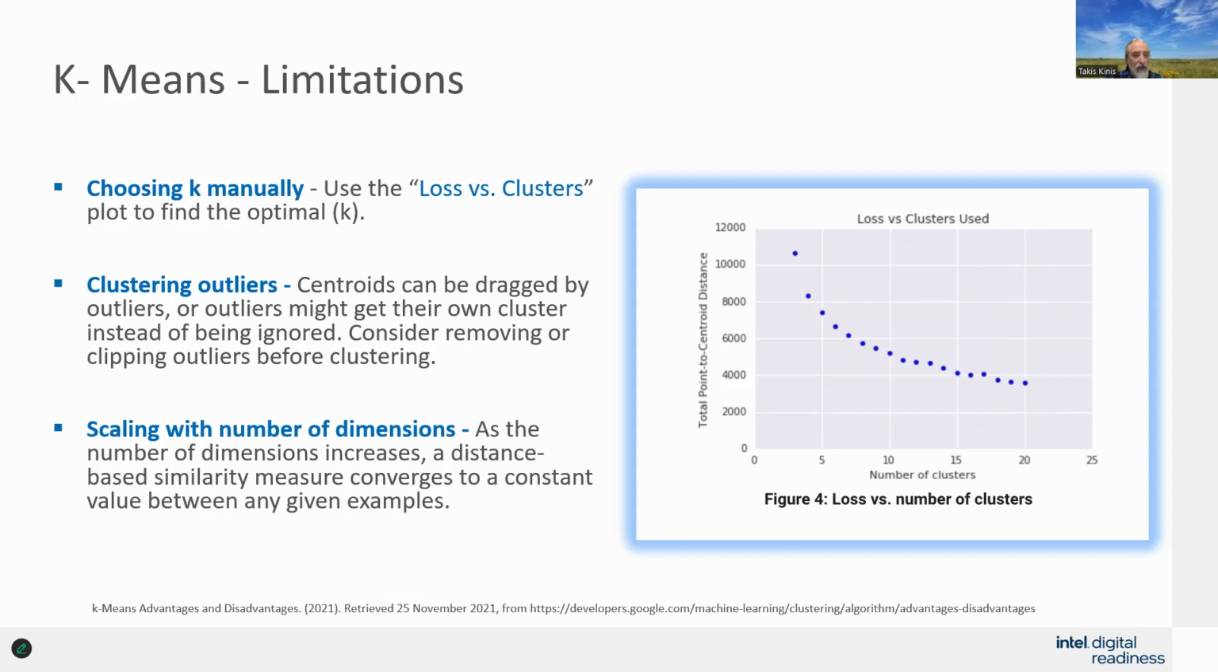And it says as the number of dimensions increases, or number of data points per row, a distance-based similarity measure converges to a constant value between any given example. So in other words, you can't really focus on too many feature sets distinctly at the same time to make your classification. I'm either worried about the pet's weight or its species, because I can certainly get cats that are fat or dogs that are thin, right? Where the weight crosses over. So I can't determine if it's a dog or a cat just based on weight.